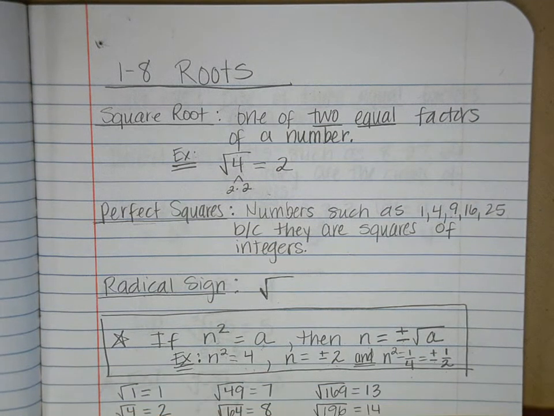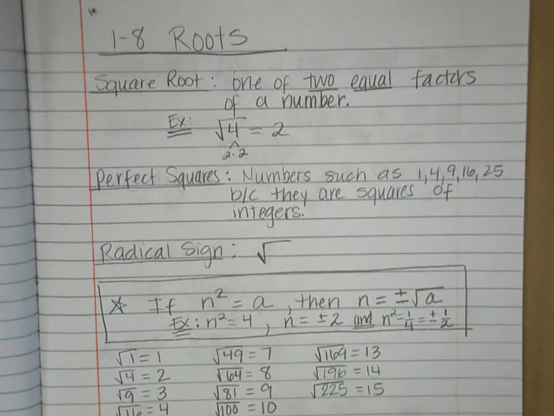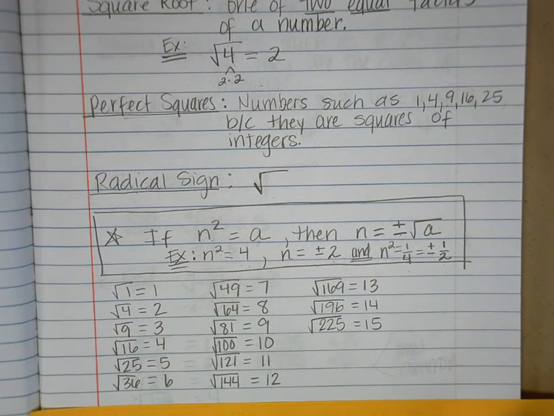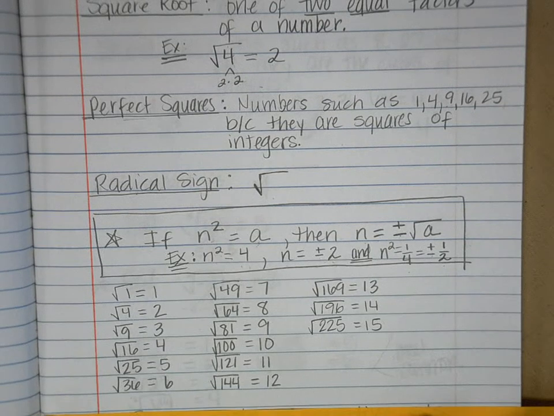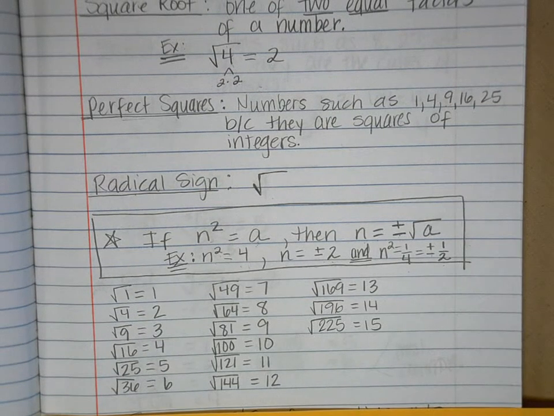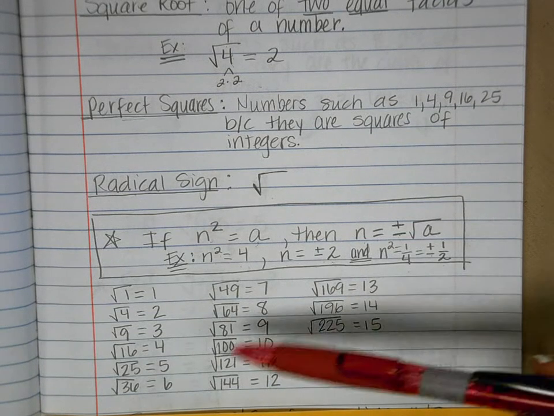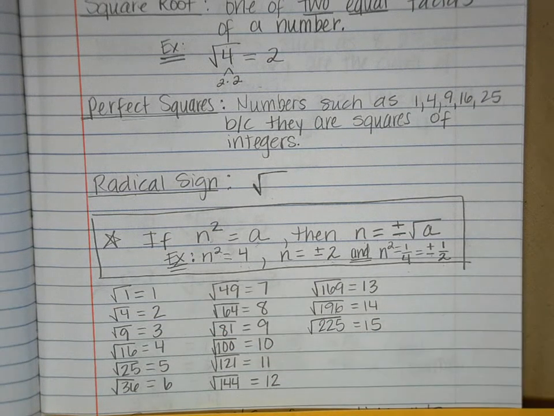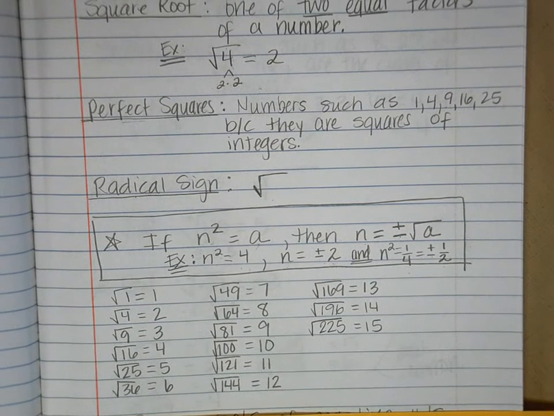Here's some examples of common square roots. If you know all of these, you don't need to write them down. But some people like to have a little chart to look at, like a cheat sheet. So these are all of them up to 15. Obviously they keep going, but these are the most common. So square root of 1 is 1, square root of 4 is 2, square root of 9 is 3, and so on. I'll let you guys write those down. I can see you like those.